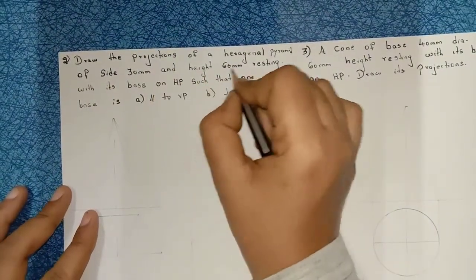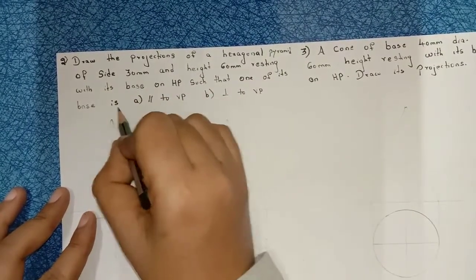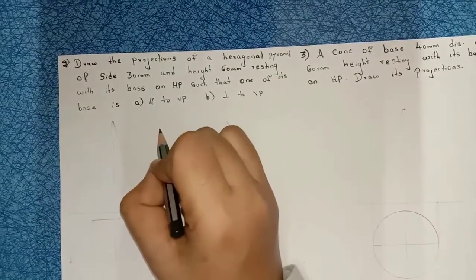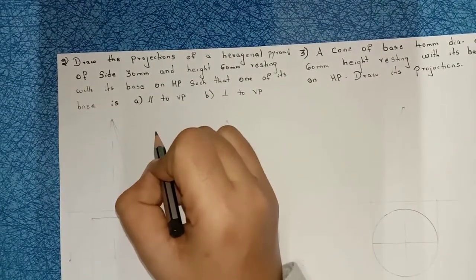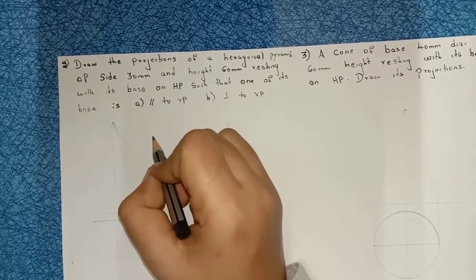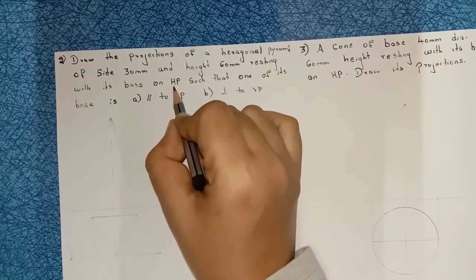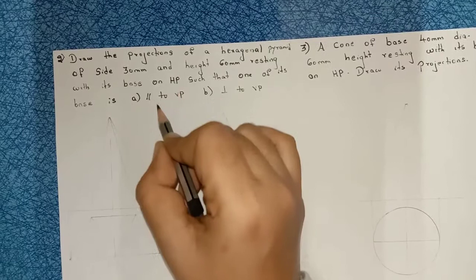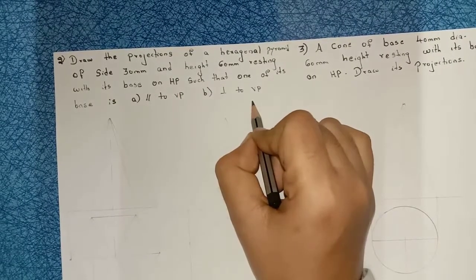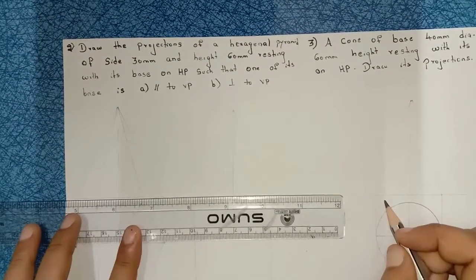Draw the projections of a hexagonal pyramid of side 30 mm and height 60 mm resting with its base on HP such that one of its base edges is parallel to VP, perpendicular to VP. So in this question they asked to construct a hexagon on HP. What are the conditions? One of its base edges is parallel to VP. So let us see how to construct this one.